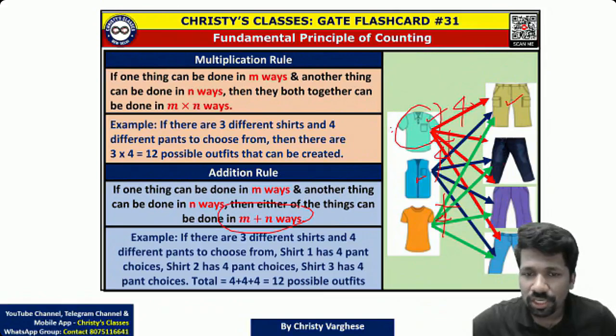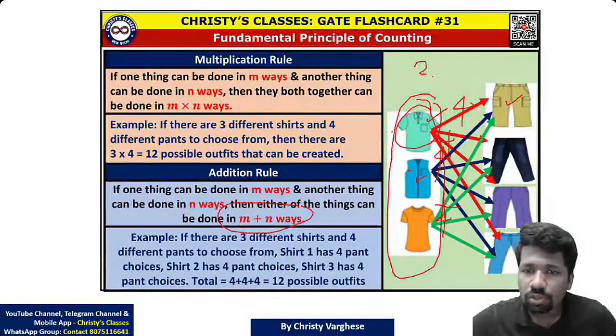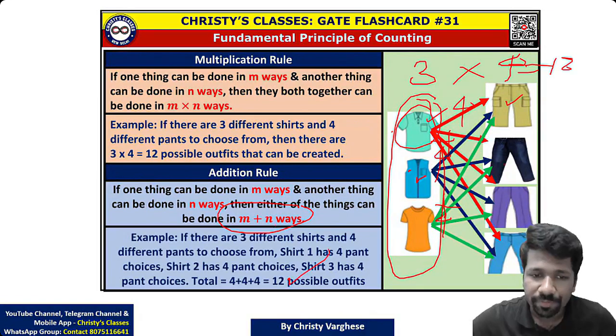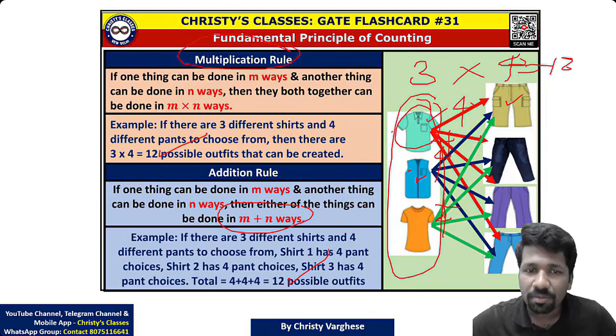Multiplication rule says this shirt has 3 possibilities, and for each of these three shirts there are 4 possibilities. So 3 into 4, 12. Both ways you will get 12. And that is called the fundamental principle of counting.